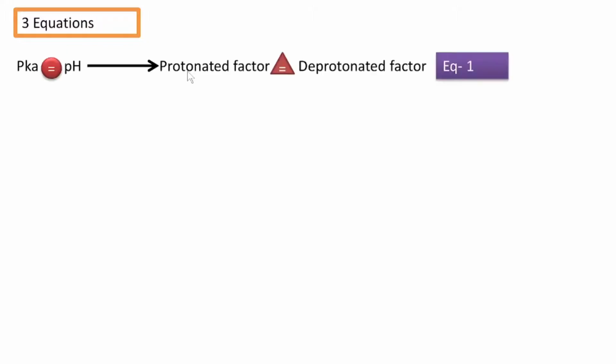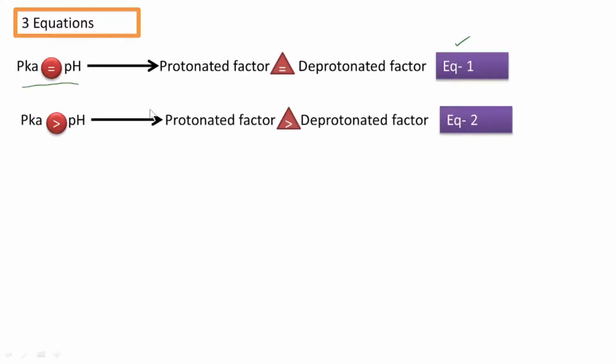Next, we need to learn by heart three equations. I am going to show you the three equations next. The first equation is the situation when pKa is equal to pH. When pKa is equal to pH, then in that amino acid, the number of protonated forms will be equal to the number of deprotonated forms. That is equation 1. What is the condition? When pKa is equal to pH.